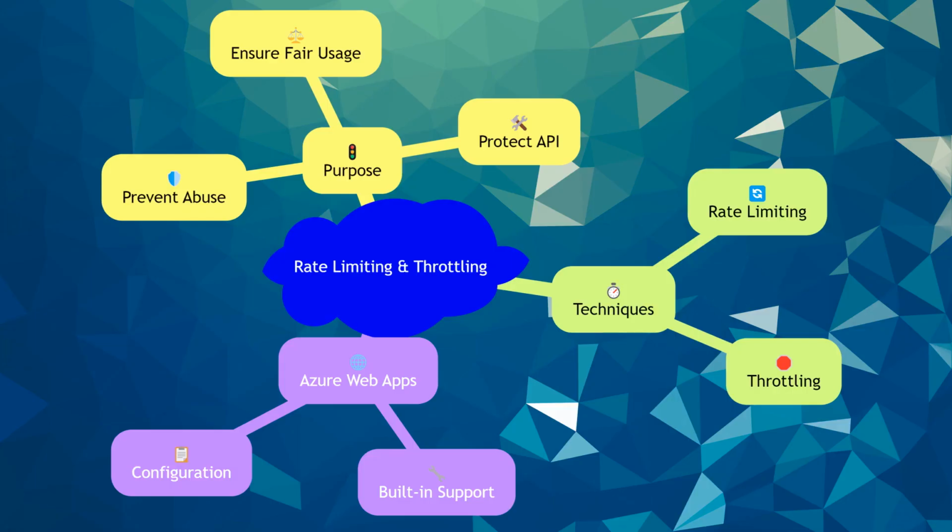Rate limiting and throttling are techniques used to control the number of requests a client can make to an API within a specified time period. These techniques help prevent abuse, ensure fair usage, and protect your API from being overwhelmed by excessive requests. Azure Web Apps provide built-in support for rate limiting and throttling. This section will explain the importance of these techniques and how to configure them in your Azure Web App.